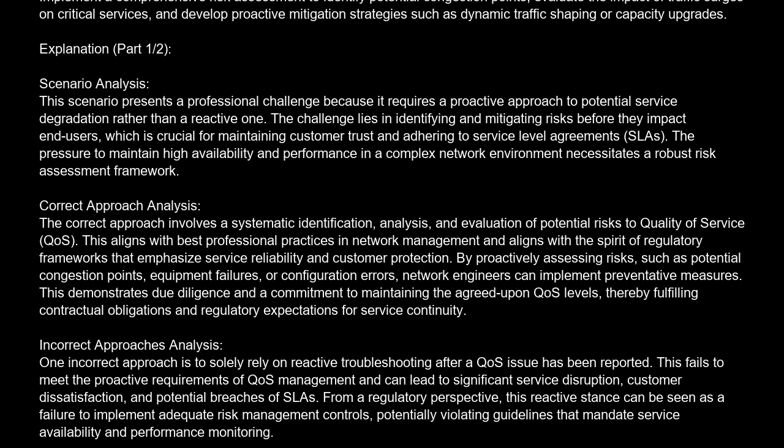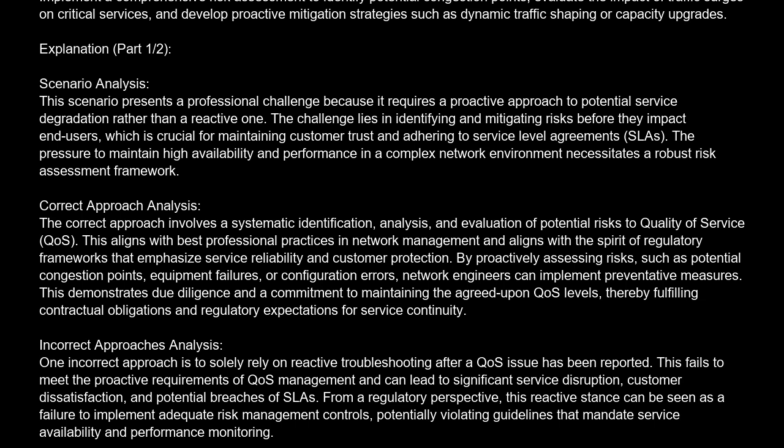Explanation. Scenario analysis. This scenario presents a professional challenge because it requires a proactive approach to potential service degradation rather than a reactive one. The challenge lies in identifying and mitigating risks before they impact end users, which is crucial for maintaining customer trust and adhering to service-level agreements, SLAs. The pressure to maintain high availability and performance in a complex network environment necessitates a robust risk assessment framework.